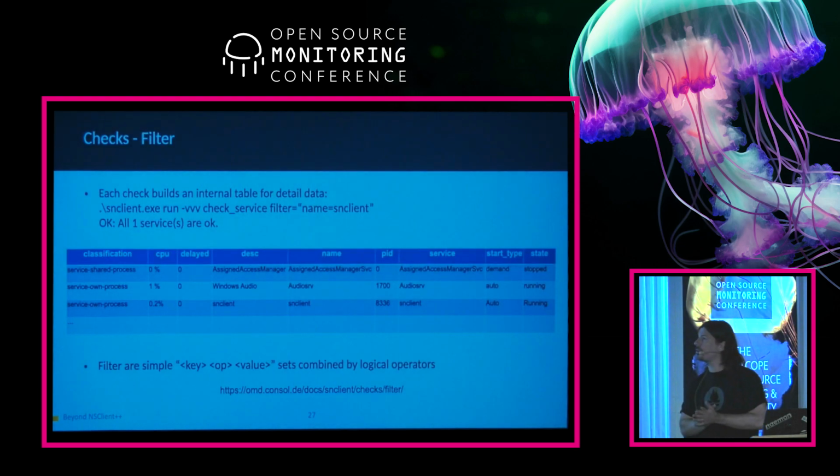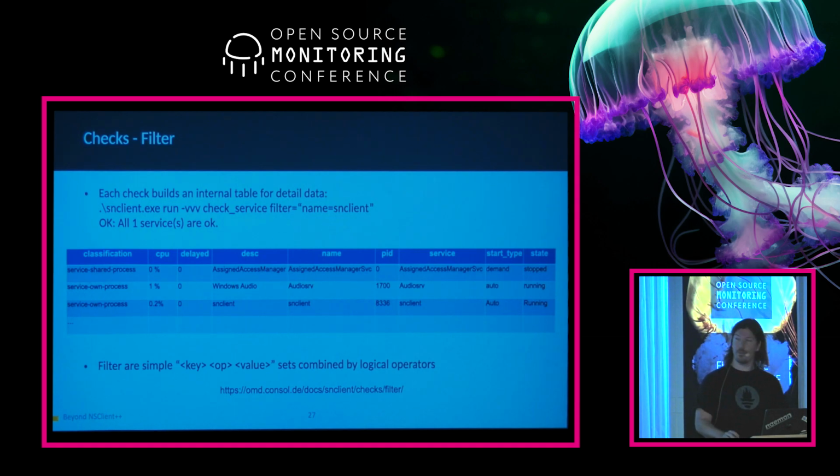Then we continue with filters. They just work like before with NSClient. So you have a check, you check for services, and then you have a filter, and it works like that. Basically SNClient builds up a table of all the things it can check internally. Then it applies the filter and removes all those things it doesn't need. And at the end, the final state is calculated. So a filter always consists of an attribute, an operator, and a value, and you can combine several of them by logical operators.